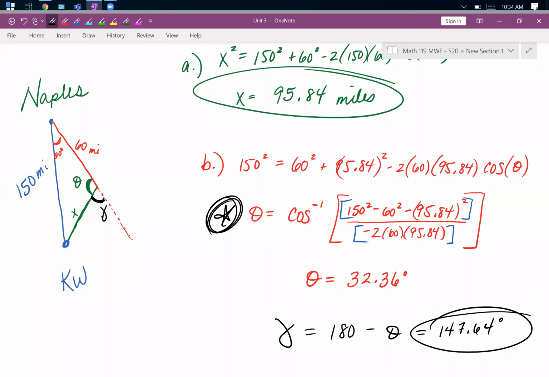We want to know how much time has been added to the trip because of this getting off course. So how would we figure that out?